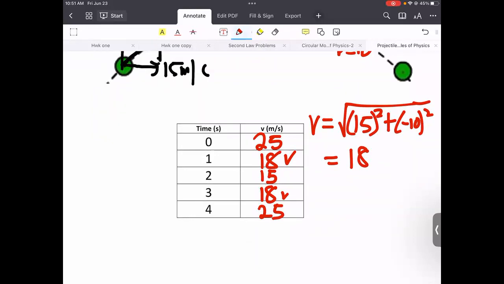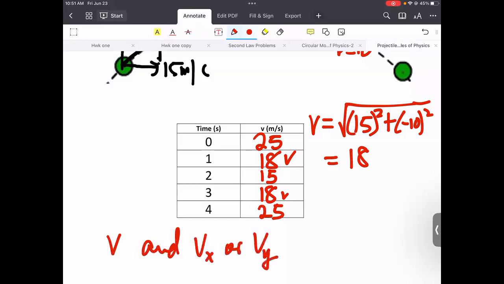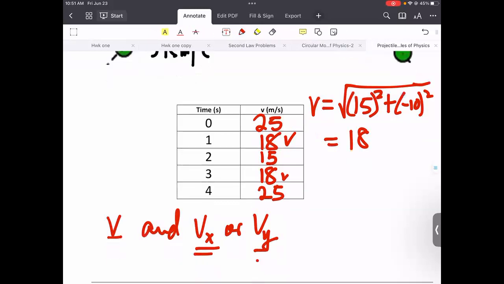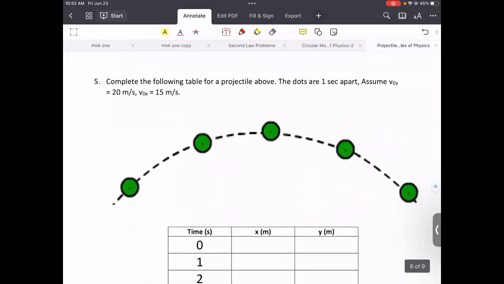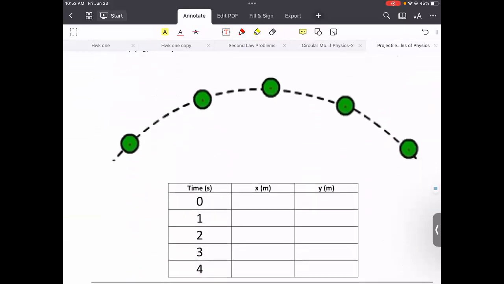All right, so that's how we find the velocity as the magnitudes. Just make sure there is a difference between V and Vx or Vy. These are components, and this is a magnitude here. The magnitude. All right, let's move on to question 5. Complete the following table for a projectile above. The dots are 1 second apart. Assume V naught y equal to 20, V naught x equal to 15.